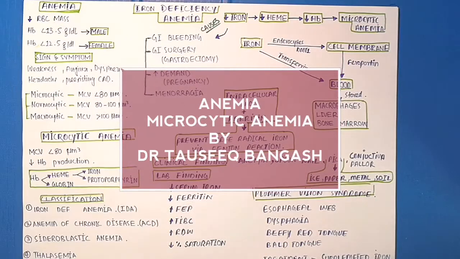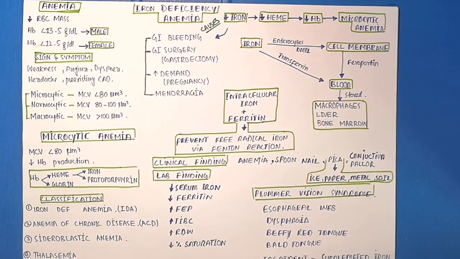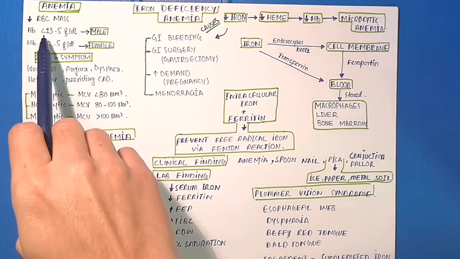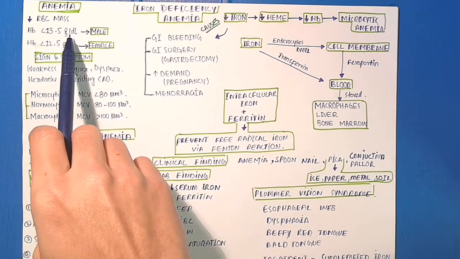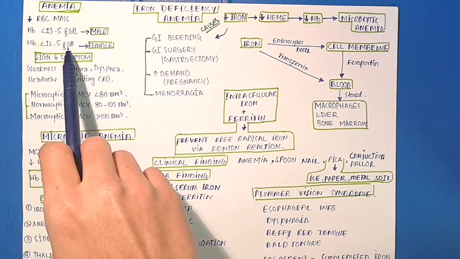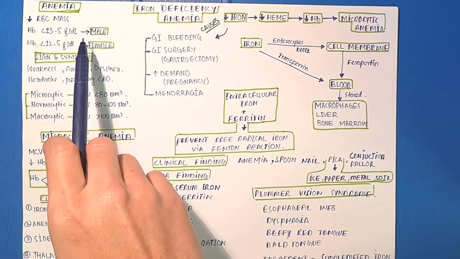Anemia is a condition in which there is reduction in red blood cell mass. The normal amount of hemoglobin in males is 13 to 17 grams per deciliter, and in females it is about 12 to 16 grams per deciliter. So anemia is defined as a hemoglobin level of less than 13.5 grams per deciliter in males and less than 12.5 in females.